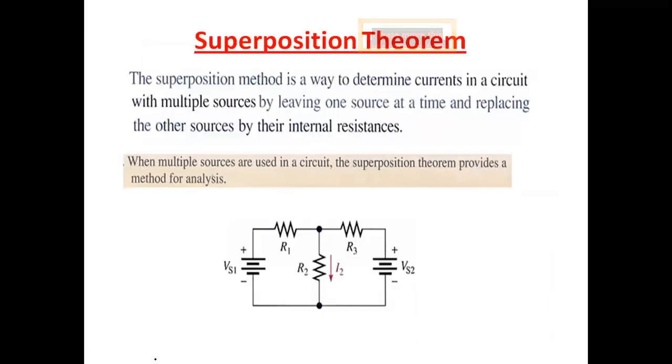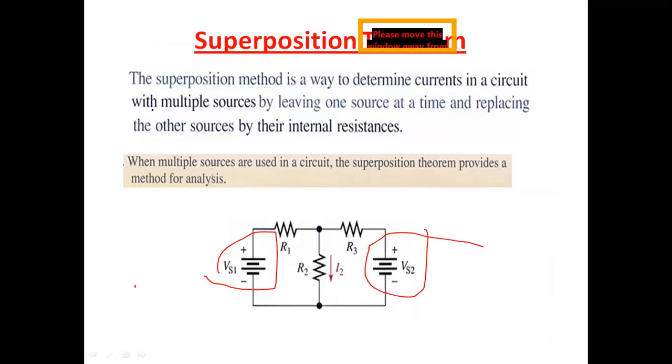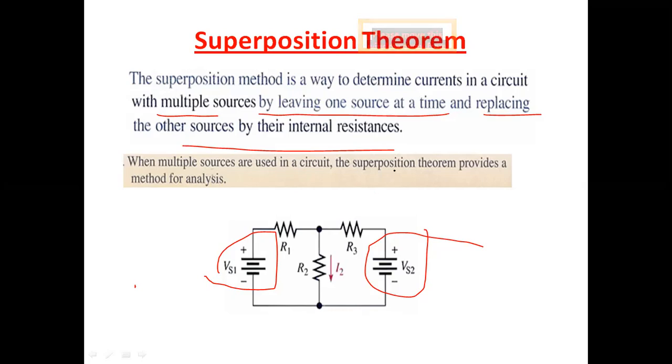Next comes the superposition theorem. Basically, when there are multiple sources present in any circuit, the superposition theorem is the best way to determine the current in the circuit. Multiple sources, one source is Vs1 and the second source is Vs2. Superposition is the way to determine the currents in a circuit with multiple sources by leaving one source at a time and replacing the other sources by their internal resistance. So in this condition, the superposition theorem provides a method for analysis.